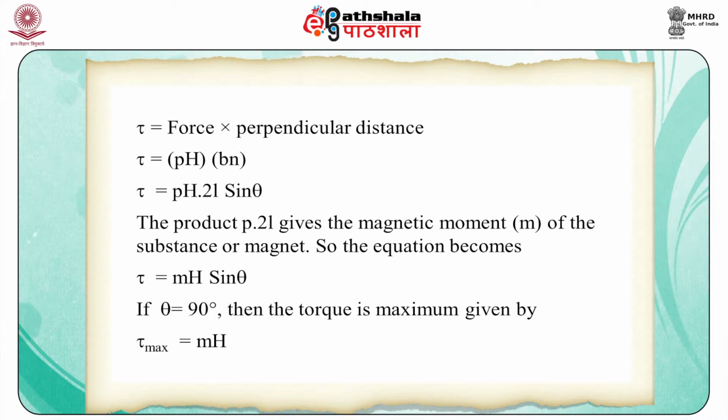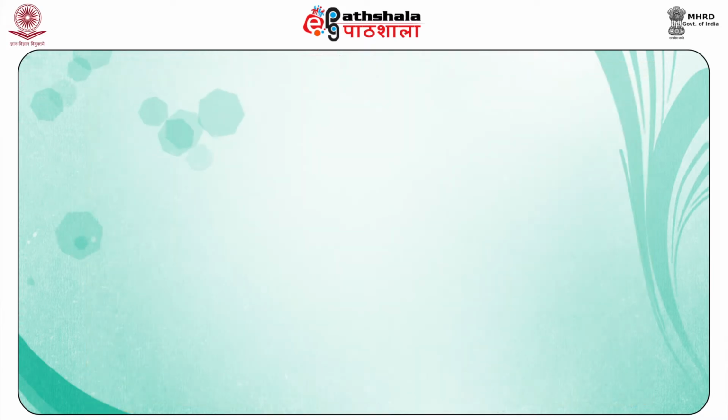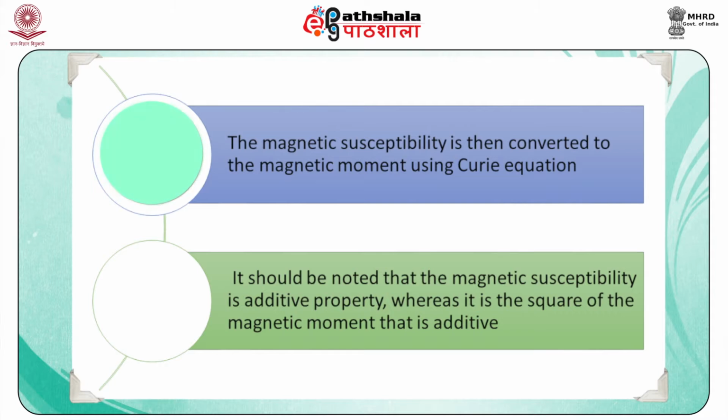If theta is equal to 90 degrees, then the torque is maximum and given by tau maximum is equal to mH. Thus, mH is the measure of the work done by the magnetic field in rotating the magnetic dipole by 90 degrees, from a position perpendicular to H to one parallel to H. The magnetic susceptibility of any substance is determined experimentally. The magnetic susceptibility is then converted to the magnetic moment using the Curie equation.